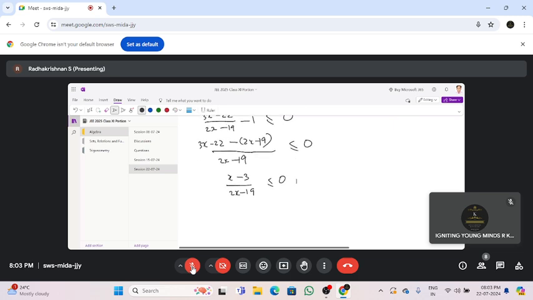Sir, I got one range, sir. So what did you get? Minus infinity to 3. Okay, you got minus infinity to 3, 19 by 2 comma infinity, sir. No. Here one should be positive, one should be negative. Did you do like that, or did you do both should be positive and both should be negative? How did you do?